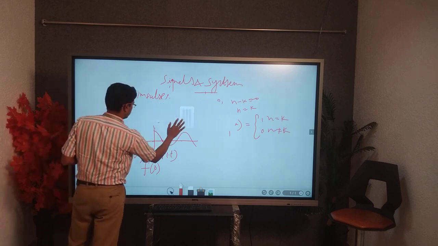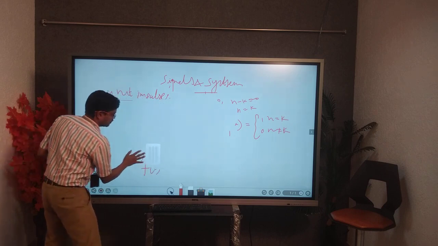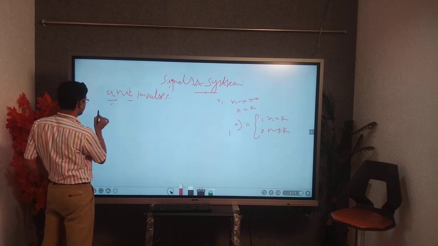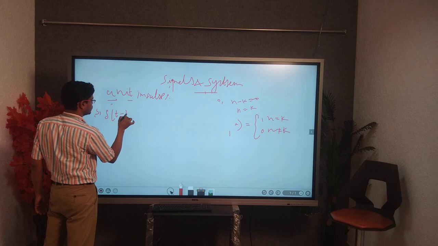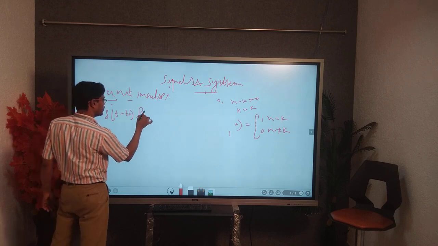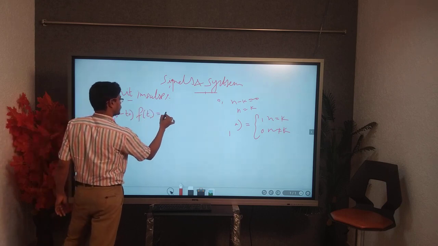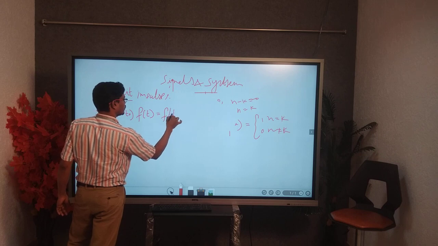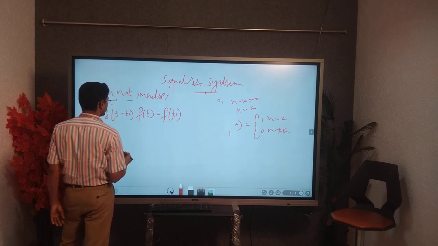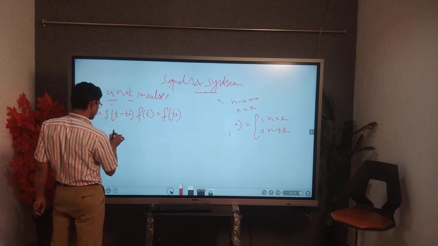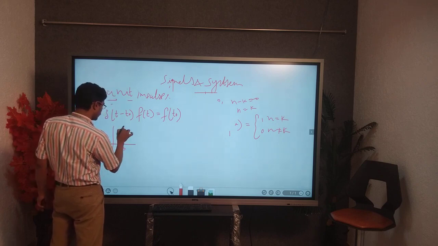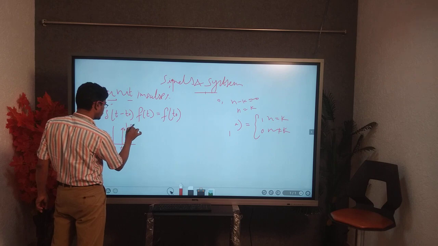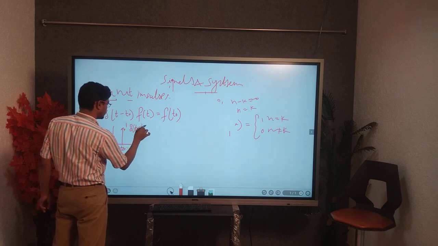And next another property, that means δ(t − t₀) f(t) equal to f(t₀). You can take the same example, but δ(t − t₀) is the shifted version, at t₀ this value is 1, that is δ(t − t₀).